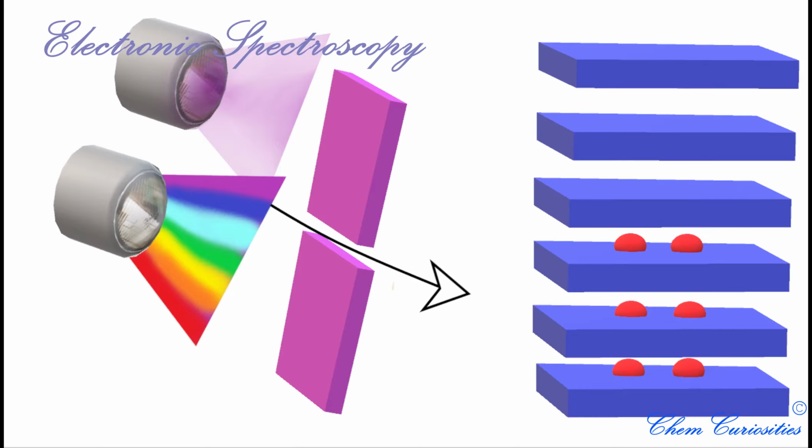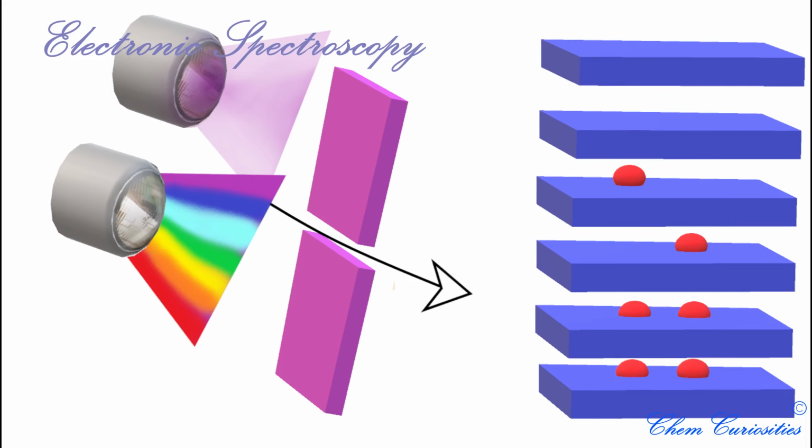When the sample is exposed to UV visible radiation of particular wavelength, which is selected by the slit, electronic transition takes place from the HOMO to the LUMO.